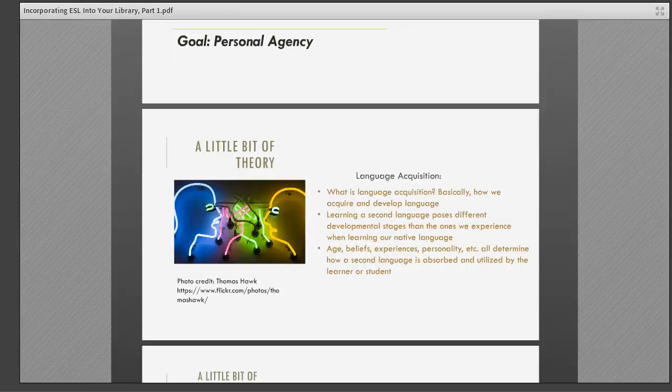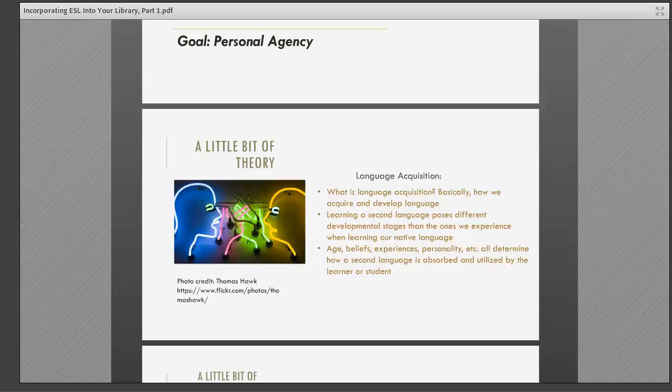Language acquisition, what is it? Basically, it's how we acquire and develop language. Learning a second language poses different developmental stages than the ones we experience when learning our native language. So basically, when we learn a second language, we're going to learn it differently than we learned our native language. It makes sense, right?